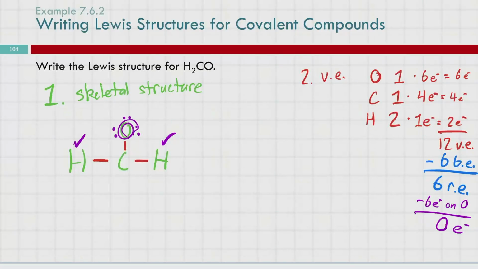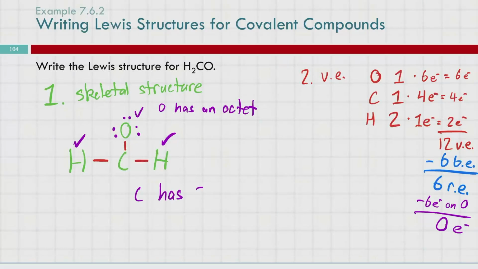If we look at our oxygen, red's better. We've got our 3 lone pairs plus 1 bond. Oxygen has an octet, which is great. Oxygen's happy. Does carbon have an octet? Carbon does not have an octet.